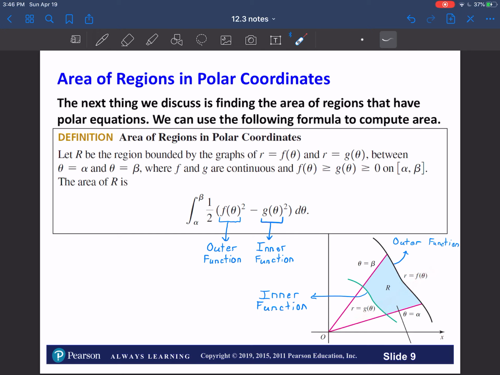All right, and so that's kind of the way that we think about it. These lines that we draw from the origin through our region are called radial lines. And so if you ever hear me refer to a radial line, that's what I'm talking about. All right? And so the formula we use to calculate the area is that we square the outer function, subtract the square of the inner function, and multiply the whole thing by 1/2.